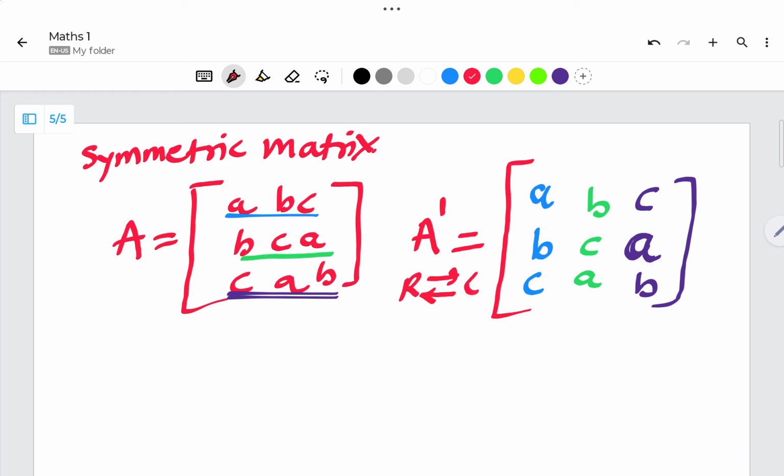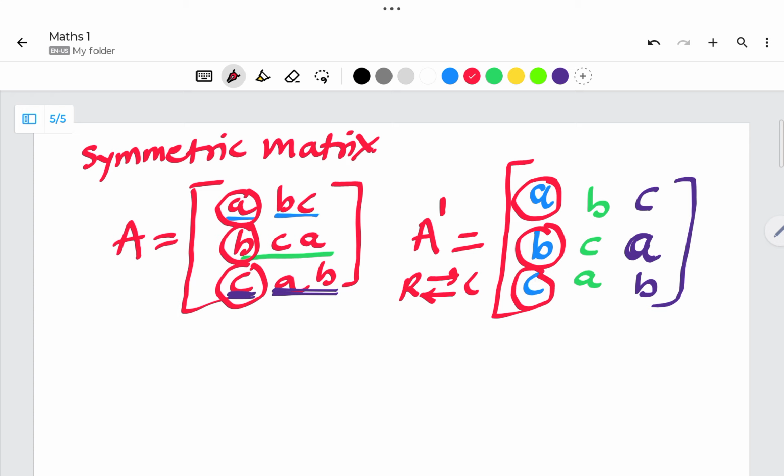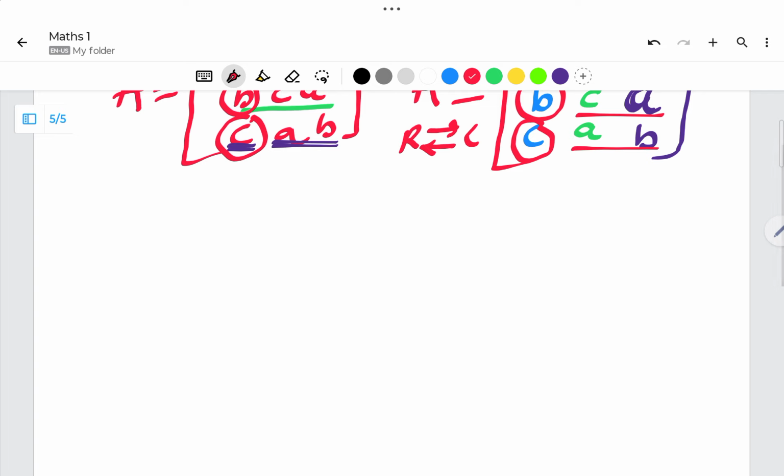But if you see this again, A B C, B C A, C A B. So if I change rows into columns, but we are getting the same answer, then it is called a symmetric matrix.